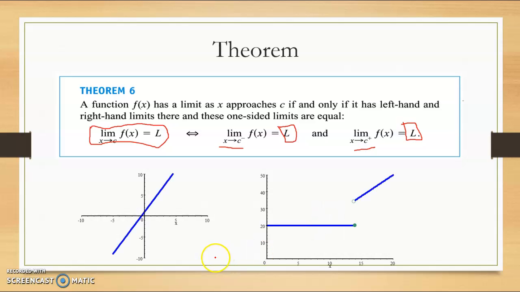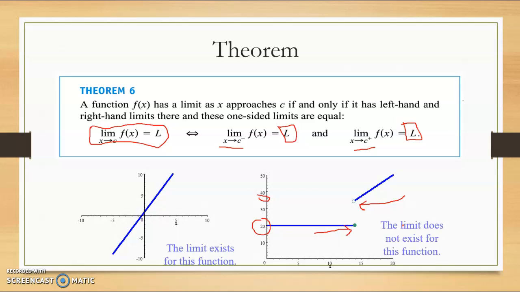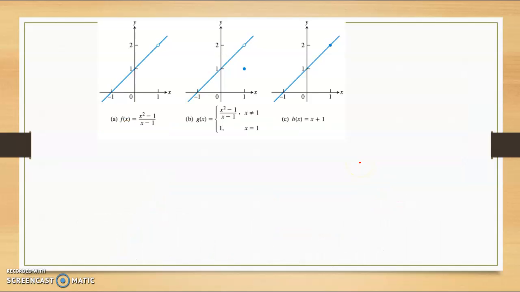You can see in this example, for one of them the limit exists. For the second graph, you can see the limit does not exist. The reason is that from the left side you have one value, and when approaching this point 15 from the right, you have a different value. That's the reason the limit does not exist. For this graph, there's no gap or anything. It's a continuous function, so the limit exists at all points.